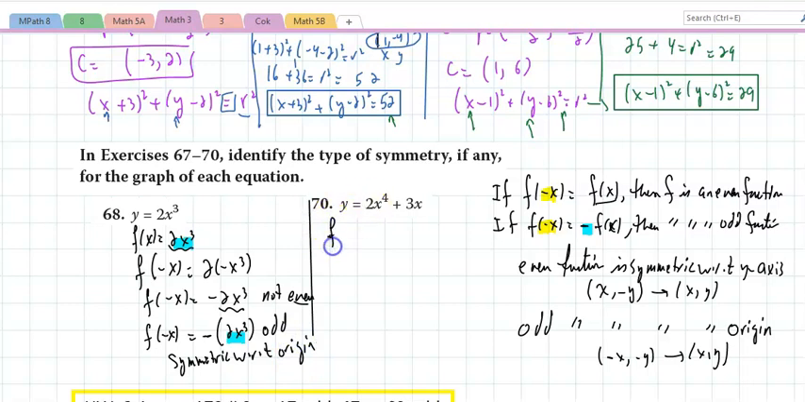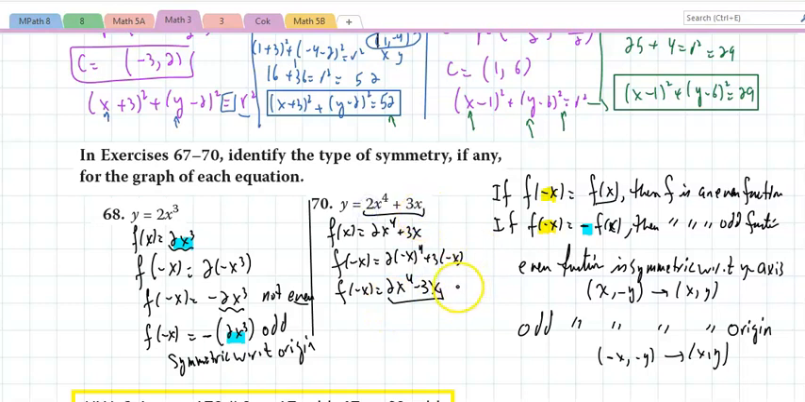And on number 70, the same deal. We say f of x equals 2x to the 4th plus 3x. Replace x by a negative. It's a two-step process. And is this identical to that? If that's not the case, this is not an even function. Factor a minus out of it. That's negative 2x to the 4th plus 3x. And you check, is this what you started with? It's not, so you say this is neither.